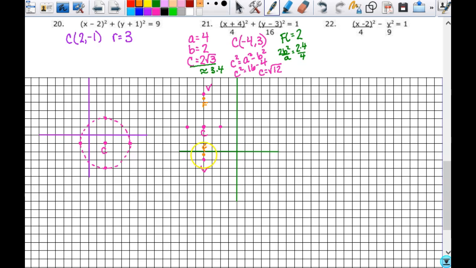My focal chord length is 2, which means from that focus point, I go half of that, which is just 1 on each side. These 2 points are points that are on my ellipse that is going to help me get to the shape that I need. So now that I have all of that, then I can sketch this in like so.